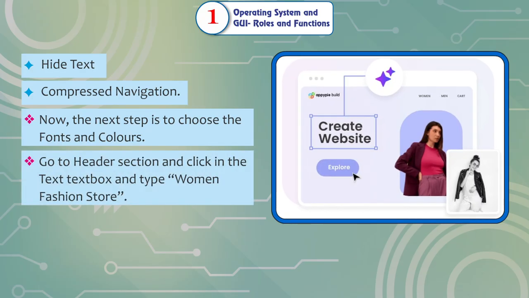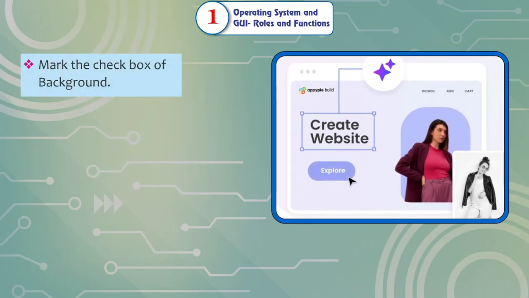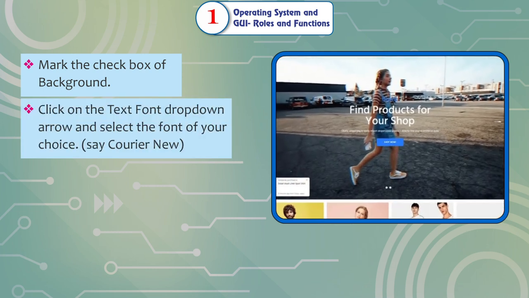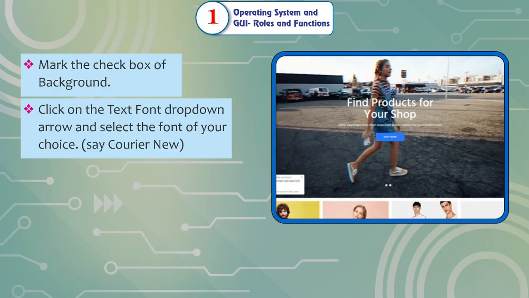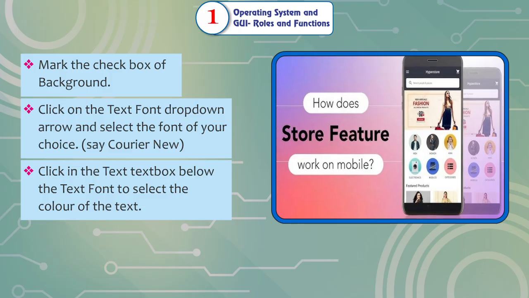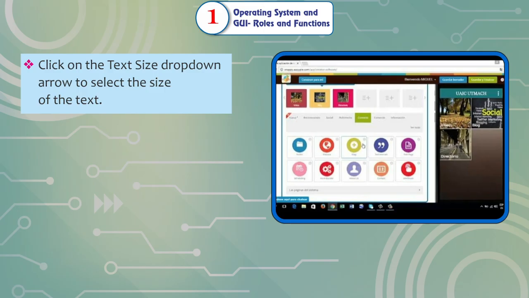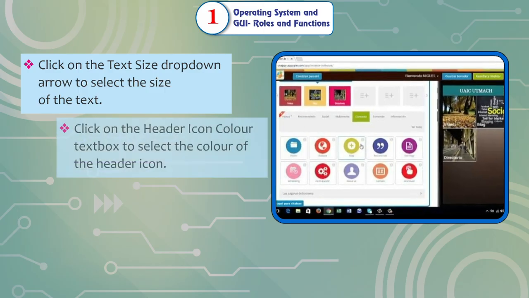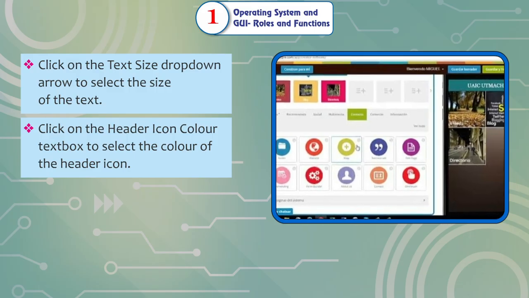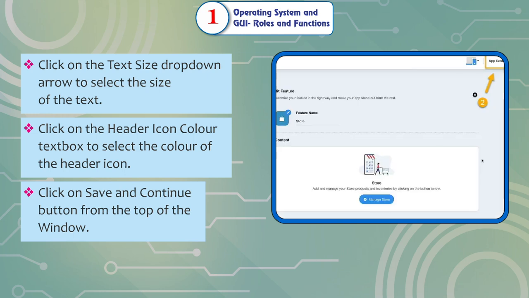Go to the Header section and click in the text box and type Women Fashion Store. Mark the checkbox of Background. Click on the text font drop-down arrow and select the font of your choice, say Korean New. Click in the text box below the text font to select the color of the text. Click on the text size drop-down arrow to select the size of the text. Click on the header icon color text box to select the color of the header icon. Click on the Save and Continue button from the top of the window.